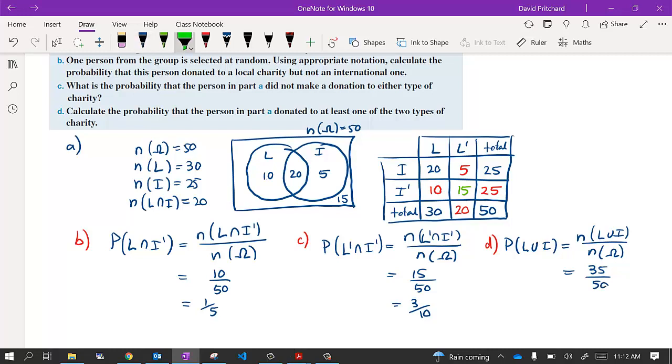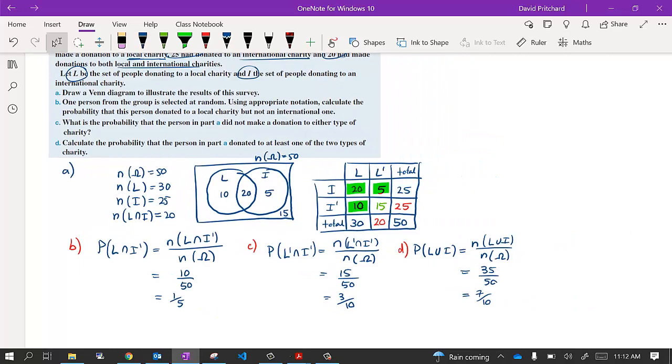In the two-way table, it's also pretty easy to see. It's just going to be the combination of both, only I and only L. So it's this top corner here, 20 plus 10 plus 5. And we end up, if we divide them both by 5, with 7 out of 10.